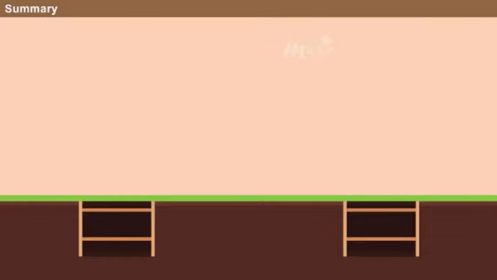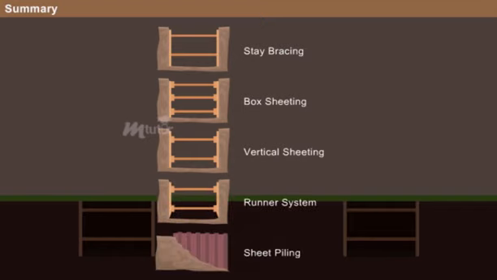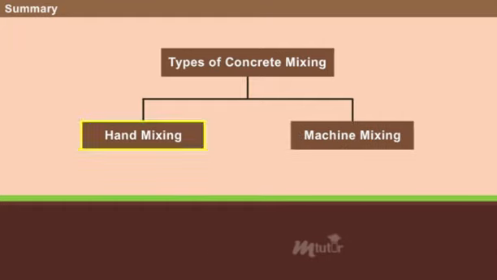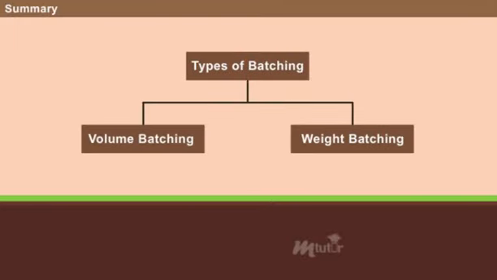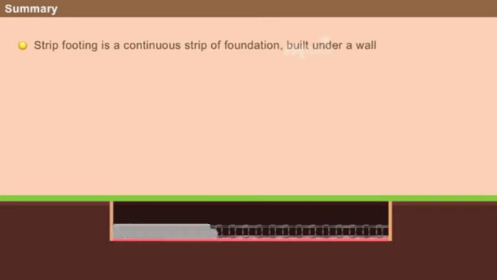Timbering of deep soil trenches is carried out by stay bracing, box sheeting, vertical sheeting, runner system and sheet piling. Concrete is mixed by two methods. They are hand mixing and machine mixing. Batching is performed by two methods. They are volume batching and weight batching. Strip footing is a continuous strip of foundation built under a wall.